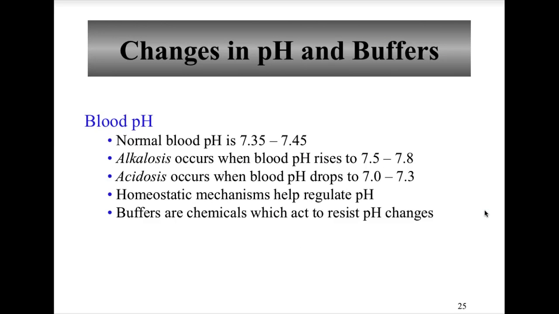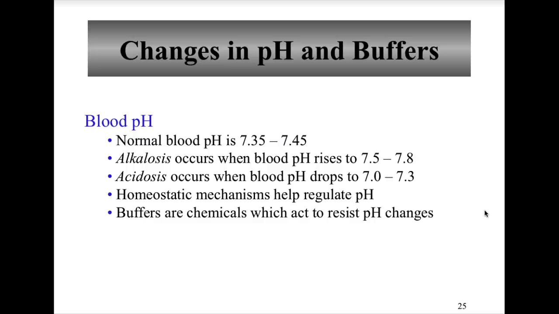As far as blood, its normal pH is between 7.35 and 7.45. So physiologically, we're looking at 7.4 for a pH. If the pH is less than 7.4, you have acidosis occurring. So acidosis is when the blood pH drops to between 7.0 and 7.3. Below 7.0, it is lethal.